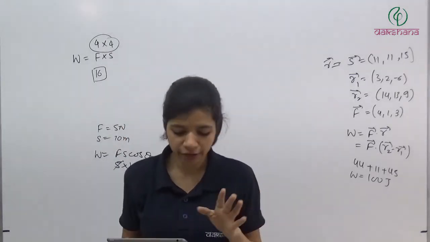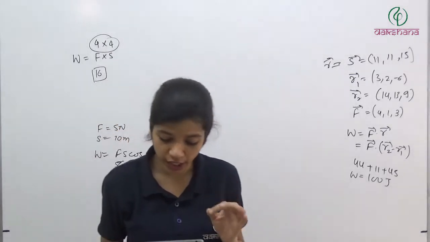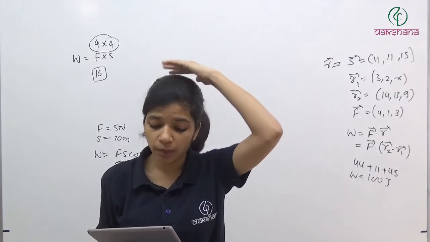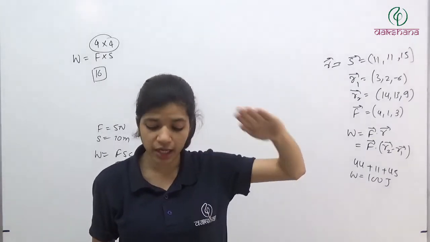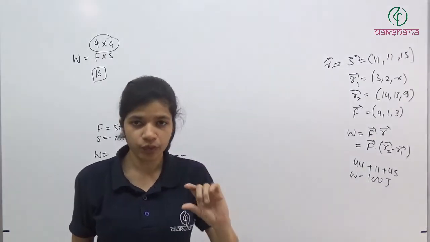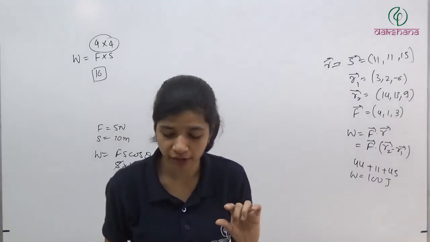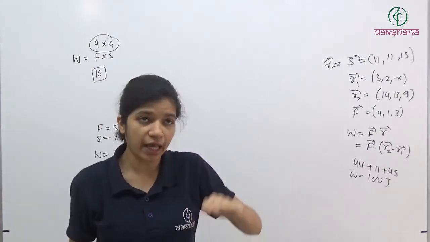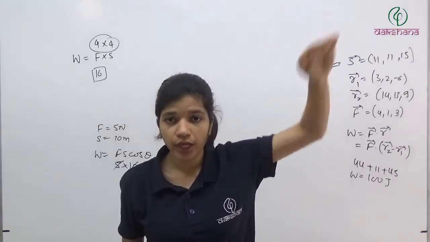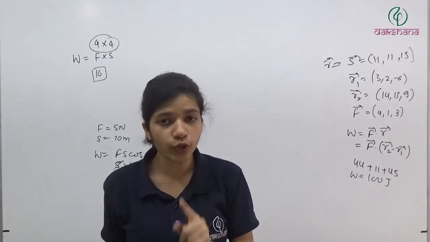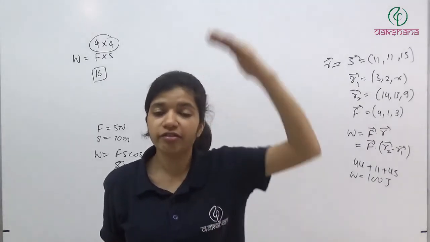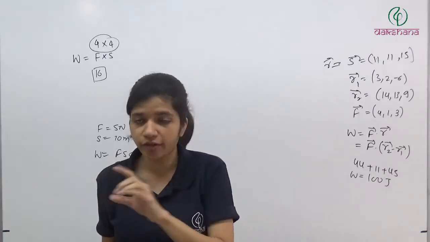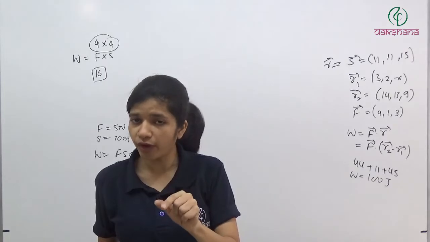First option. A5. A 50 kg man with 20 kg load on his head climbs up 20 steps of 0.25 height each. Each step is of 0.25 meter height and he is climbing the 20 steps like this. It means if one step is of 0.25, 20 steps, total height will be 0.25 into 20. It will be 5 meter.